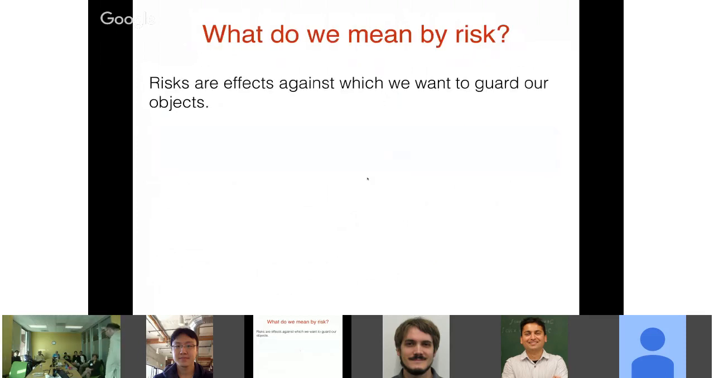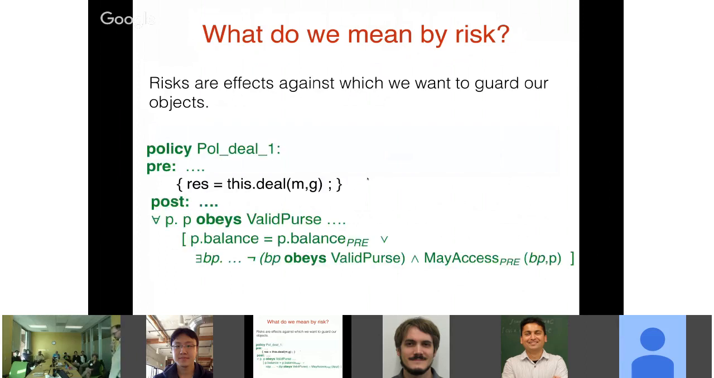So that leads us to this complementary notion of risk, in the sense of the effects against which we wish to guard our objects. Again, in a traditional specification language, if something doesn't obey the policy, we throw up our hands and go home. But that's precisely what we don't want to do in an open system where all the components may or may not be trustworthy. We want to be able to continue execution, which means being able to bound the bad things that can happen.